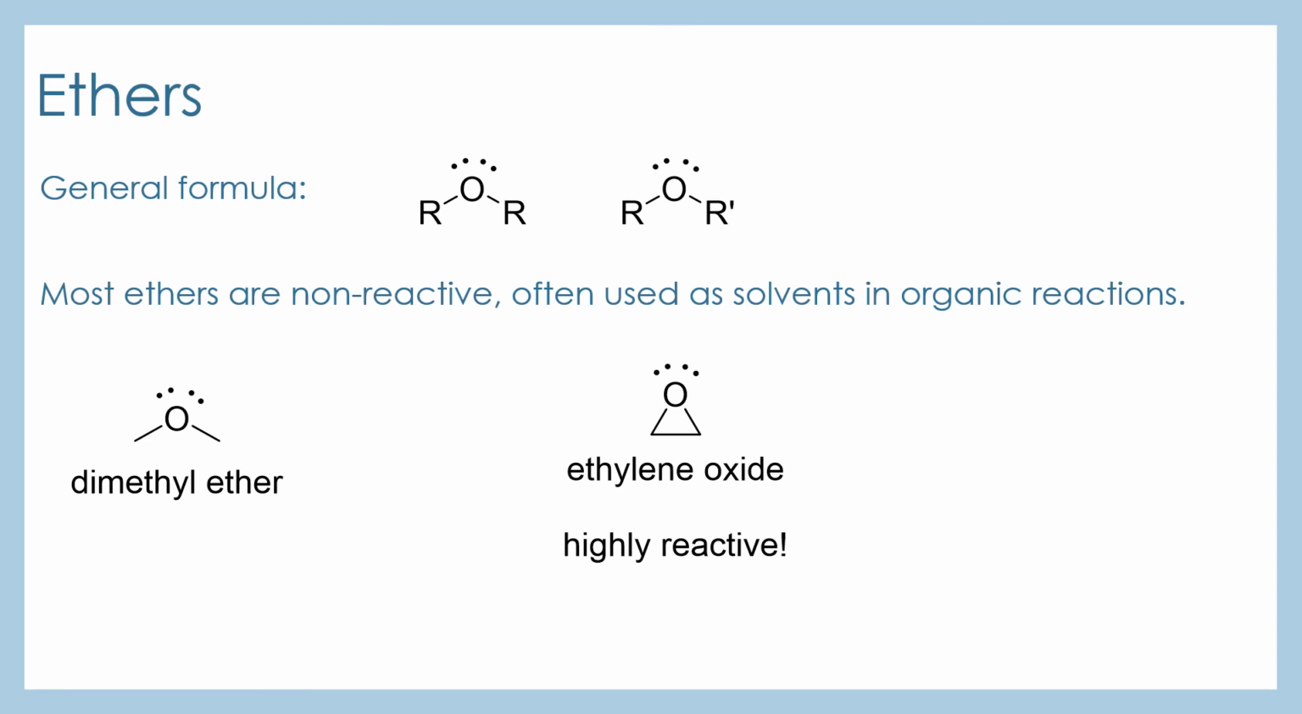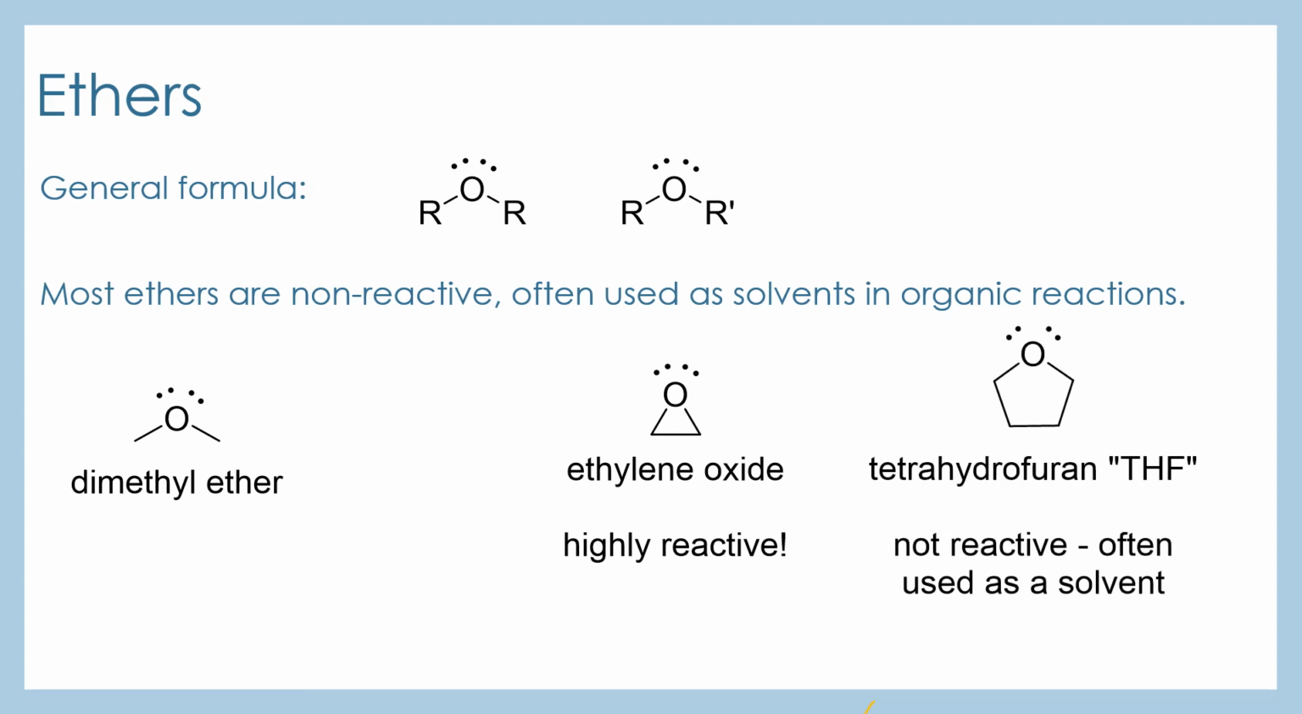Ethylene oxide, however, is highly reactive, and that's because even though this is an ether, because there's a carbon, oxygen, carbon situation happening, the bond between these 2 carbons forces this to be a 3-membered ring. And when we get to alkanes, we'll talk about why a 3-membered ring is not a great idea.